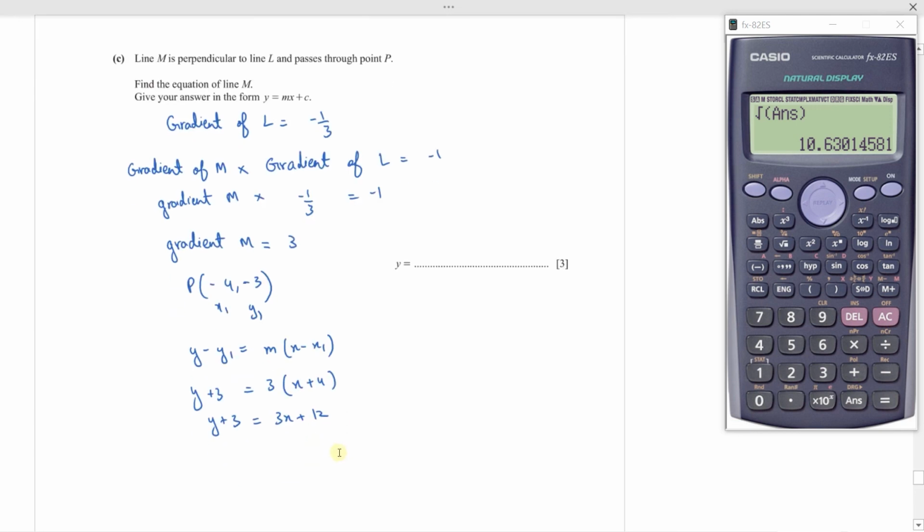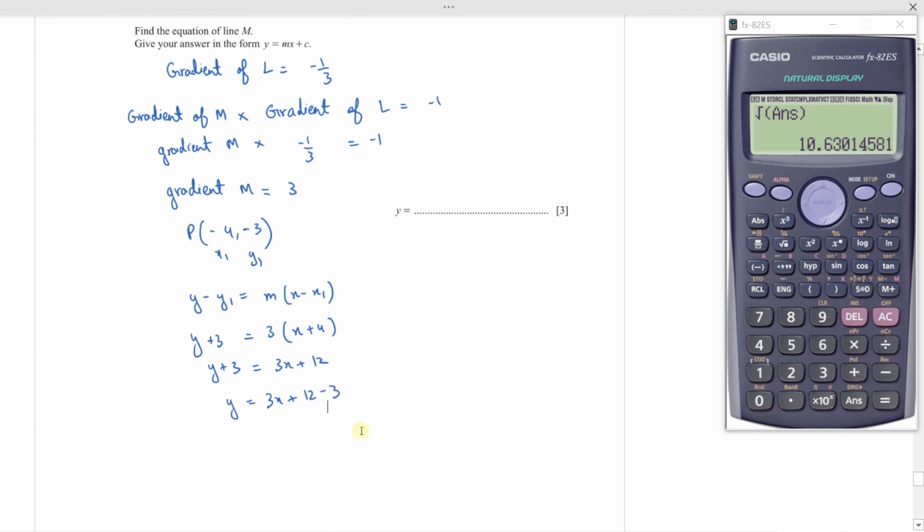Since you have to give your answer in this form, y equals mx plus c, I will take this 3 to the other side, 3x plus 12, and this will become minus 3. And then this will be y equals 3x plus 9. So this will be your final answer, y equals 3x plus 9. So this was the last question. This is the end of paper 2 variant 1 for October November 2019.